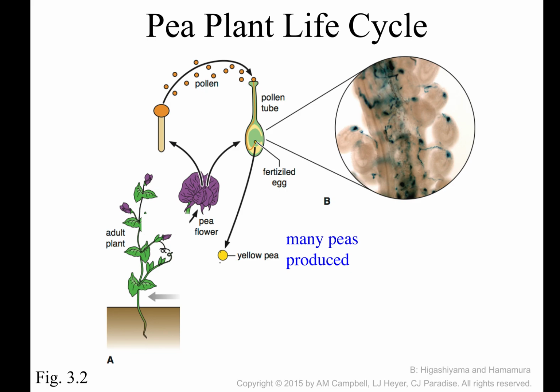Okay. And once the plant is fertilized, it'll make several peas, which we eat, but those are the seeds of the pea plant. And they have characteristics that you can follow, like different colors, yellow or green, and different surface characteristics, smooth or wrinkled.